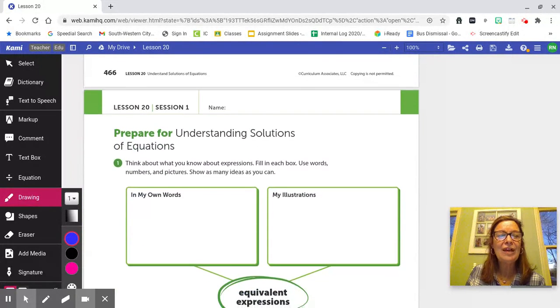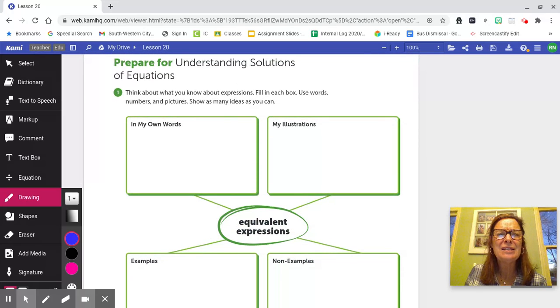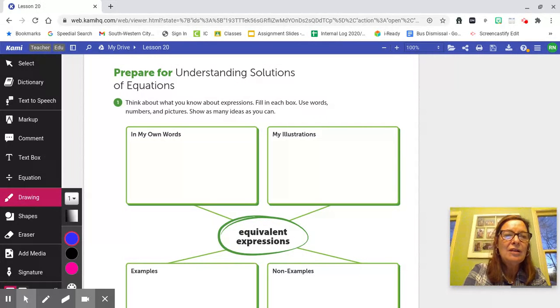And then I want to go ahead and look at this. This is actually part of your homework, but I always think it's easier if we do this one together. So number 1, think about what you know about expressions and fill in the box. Use words, numbers, and pictures. Show as many ideas as you can. So what are equivalent expressions? They are 2 or more expressions that have the same value. So you could write expressions with the same value.